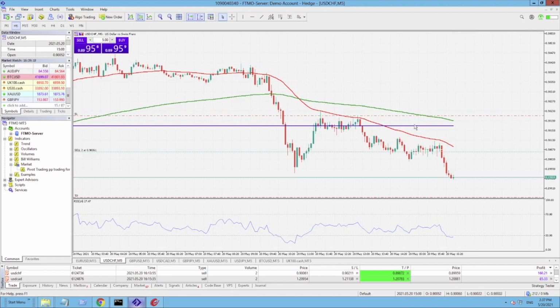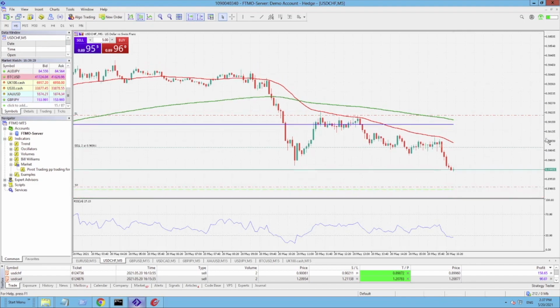As we can see, we've got the pivot line coming through. So the early morning session, price did come down, pulled back up to the pivot line, hovered around it for a couple of hours, and broke back down. It didn't hit our resistance 1 or our support 1 lines.